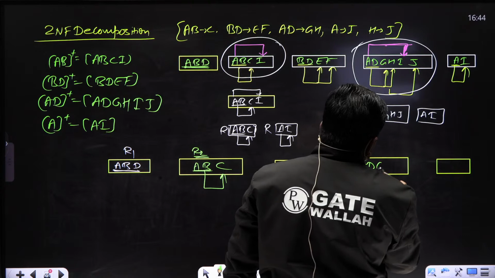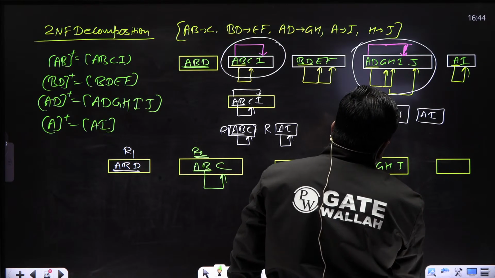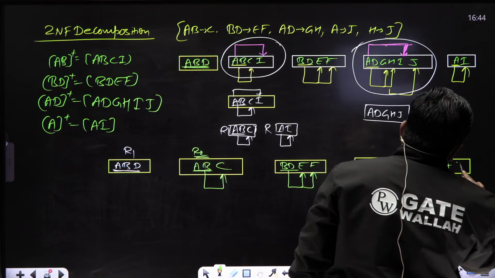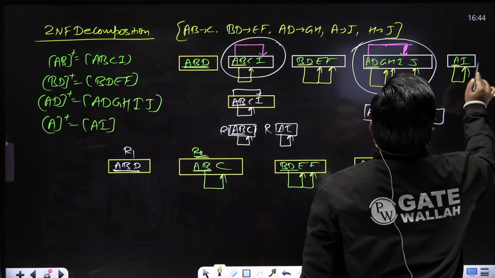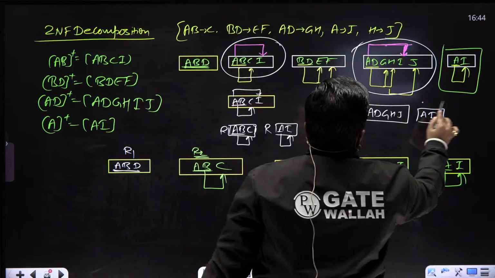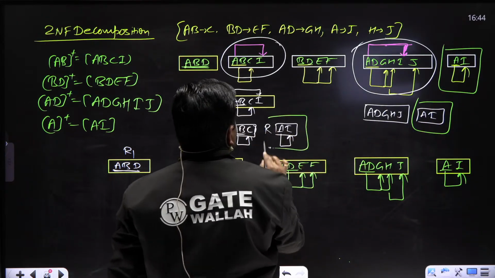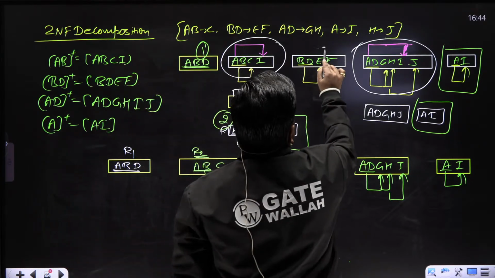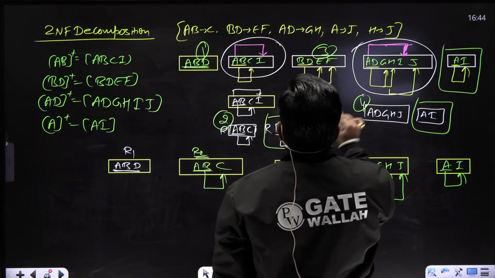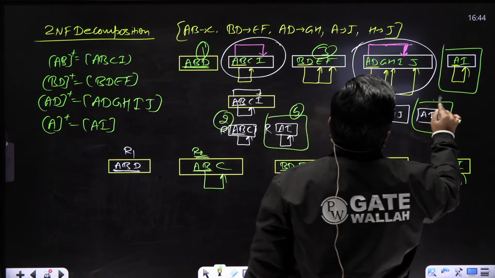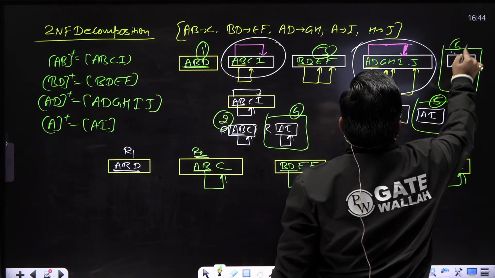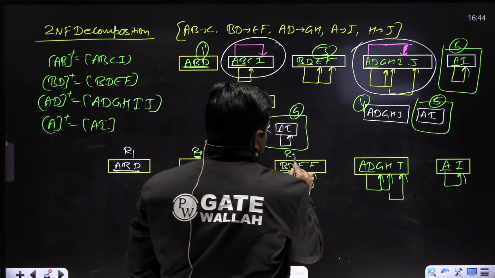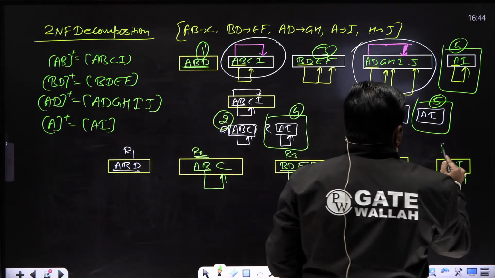Next, ADGHJ, AD tends to GH and H tends to J, and next AI. Meaning to say, we will cover this one, we will take it only once. So how many relations? 1, 2, 3, 4 and 5. Then how many relations are required? 5: R1, R2, R3, R4, R5.